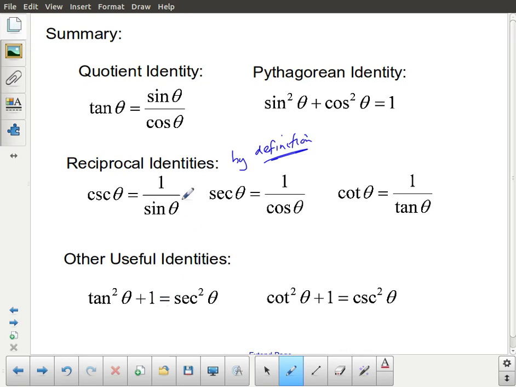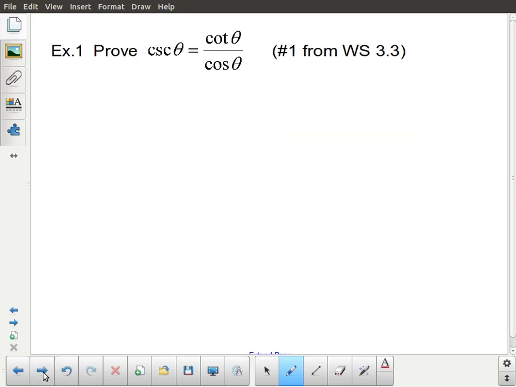And then I can use these reciprocal identities along with the Pythagorean identity to come up with these other two useful identities. So we'll come back and refer to this as we work through this so you can see where I'm making changes and why. So let's go ahead and do an example.